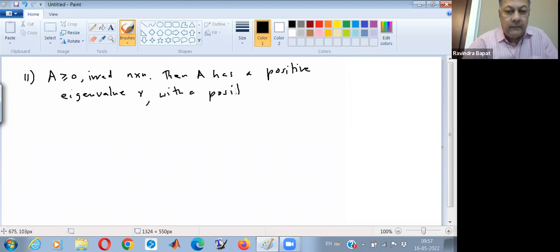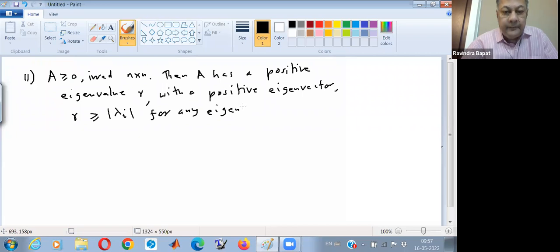Earlier we proved this for positive matrices. And R is the spectral radius. That means R is greater than or equal to mod lambda_i for any eigenvalue lambda_i. This part, the proof is very similar to the earlier one, so I will not give the proof here. But the first statement, I'll tell you the proof because it follows from the earlier result.